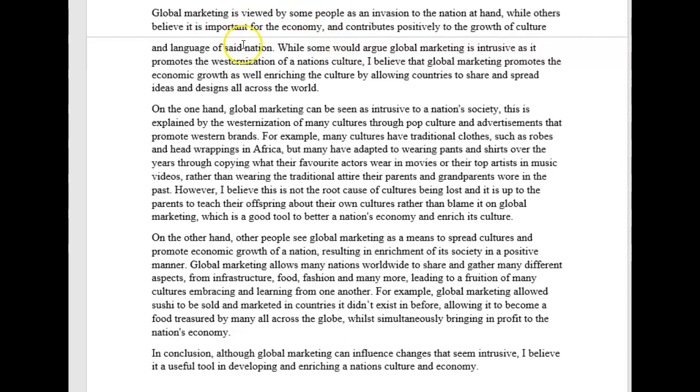Okay. I also felt like some of this was repetitive. Look, global marketing is viewed as an invasion. While some would argue that it is intrusive, I mean, there's no reason to repeat this twice. It's an introduction, so this should really be something very brief. Let's see. Global marketing is viewed by some as an invasion to the nation at hand, while others believe it is important to the growth of culture and language. I believe that global marketing promotes growth, etc., etc. So really, just get rid of this whole section here. It's repetitive, so you don't need it.